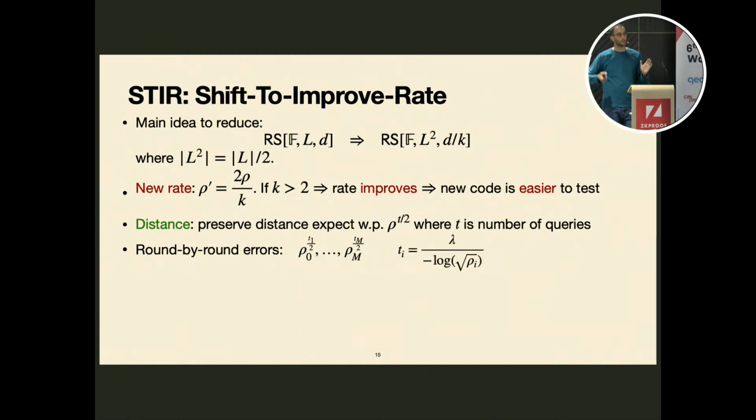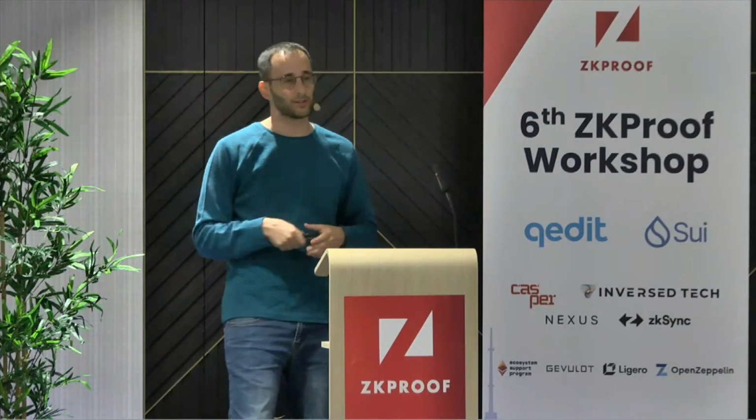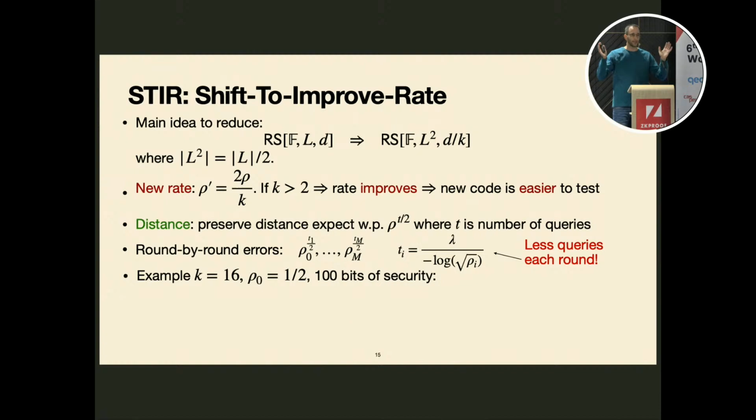If you solve this, in all rounds we want security 2 to the minus lambda. So it means that t_i, the number of queries we perform in round i, is going to be lambda over log of 1 over the square root of rho_i. Let's see just an example. Take K to be 16, which is what we have in our implementation, and say that the initial rate is half, and I want 100 bits of security.